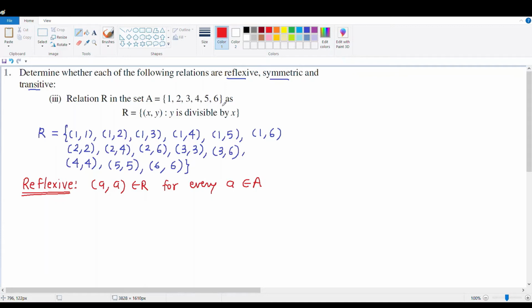So we got for every A, A comma A belongs to R. So it looks like this relation is reflexive. So R is reflexive. The reason is this definition, because A comma A belongs to R for every A belongs to A. Okay. Now we are going to check for symmetric.